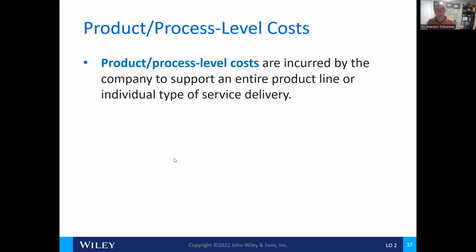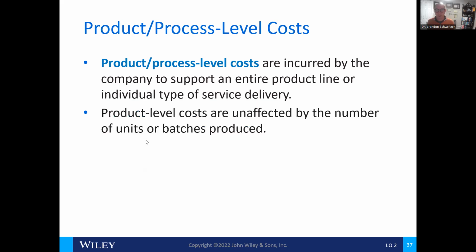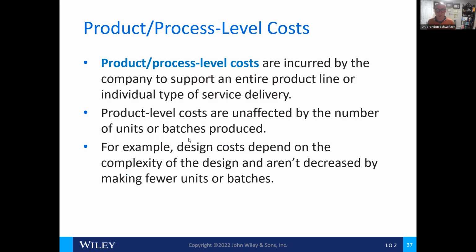At the product or process level, this is based off of the entire product line or individual type of service. The costs are unaffected by the number of units or batches being produced, and it could be based off of the complexity or the design based off of the number of units being produced.